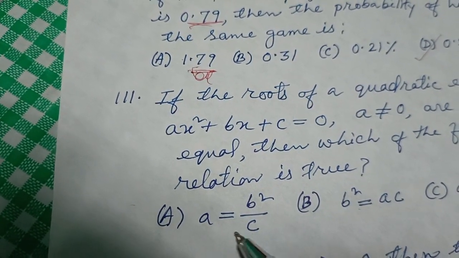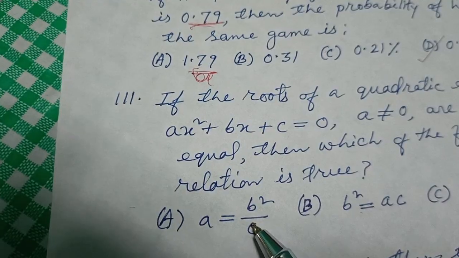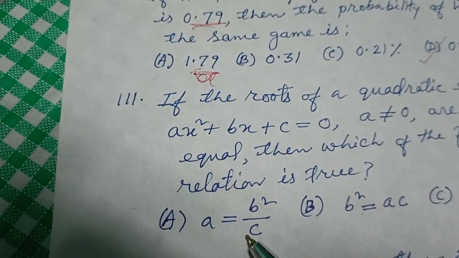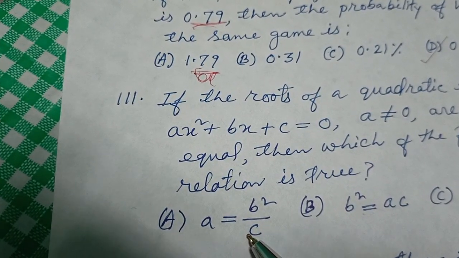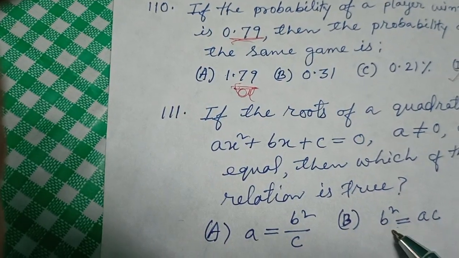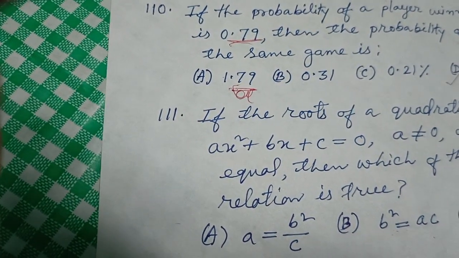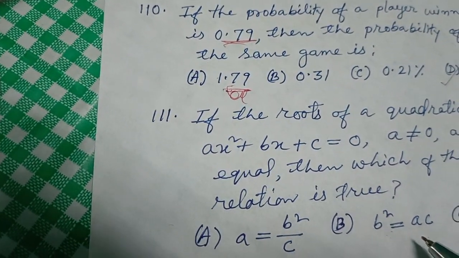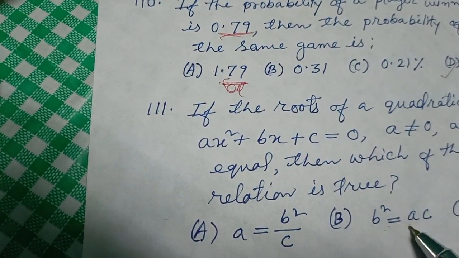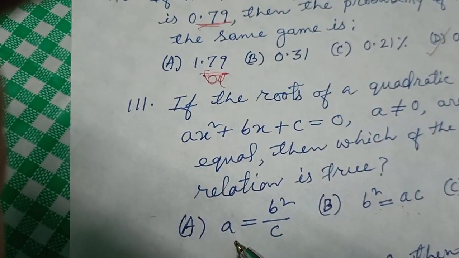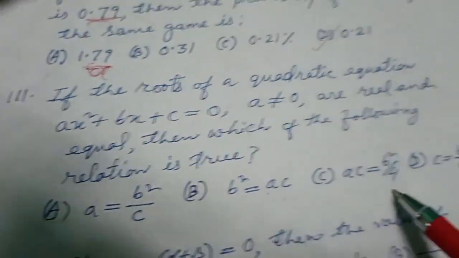In the other option, ac into b square. Clear? So b square minus 4ac will come like this. You see here also b square minus 4ac, but 4 is not there, so this result will not be possible. Here also 4 is not there, so it is not possible, but here it is possible.